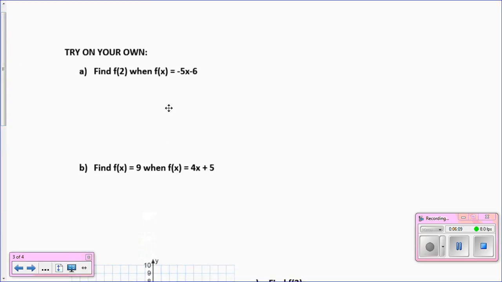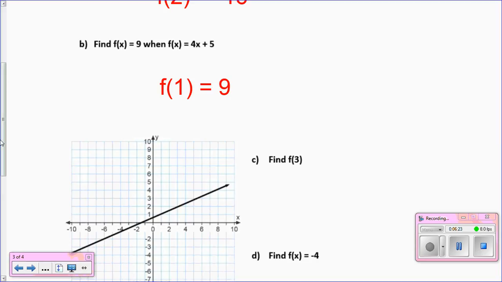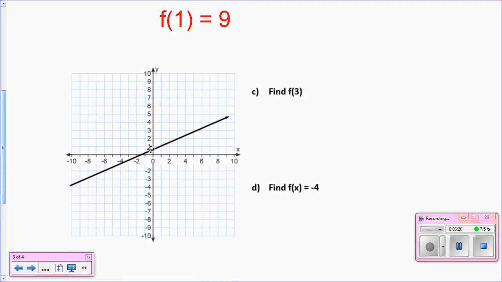Okay. So A, you should have gotten f of 2 equals -16, because all you had to do is plug in 2 for the x. B, you had to plug in 9 for the f of x. You should have gotten x equals 1 there. The graph, you had to find f of 3. So when x is 3, what is the y, which is 2. And f of x equals -4, so when the y is -4, the x is -10.